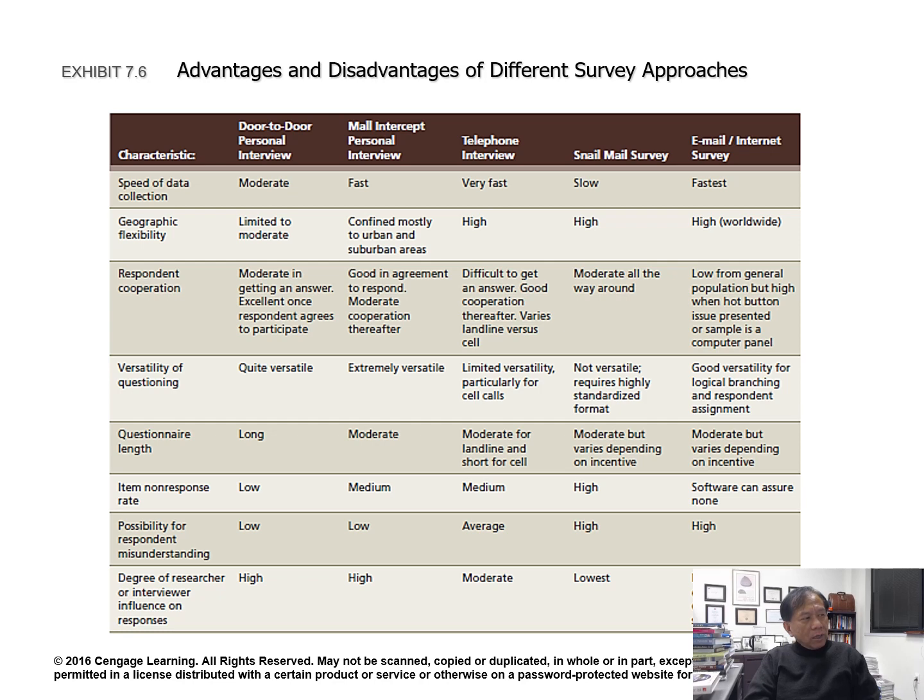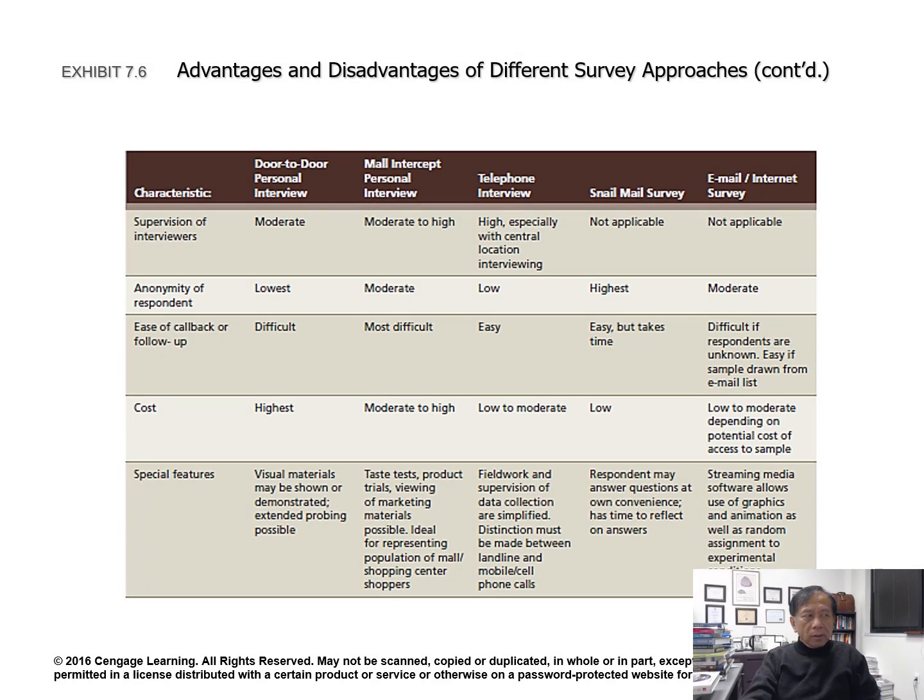Item non-response rate is low in door-to-door, but could be higher in others. Possibility for respondent misunderstanding is low on door-to-door, and in mall intercept because you're there, and could be high on internet. The degree of researcher or interviewer influence on response is high in person, and lower on email than others. It's also comparing the supervision of interviewer, the anonymity, ease of callback and follow-up, the cost, and special features.